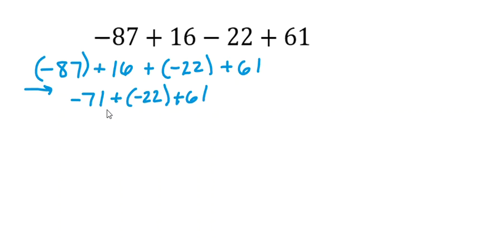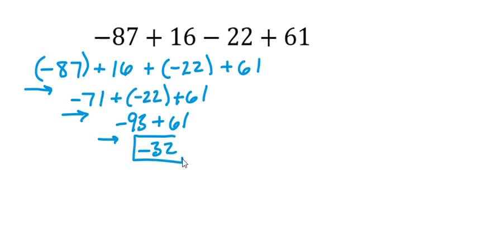And the next two, negative 71 plus negative 22, the signs are the same, so we add them together. 71 plus 22 is 93, and they're both negative, so the answer is negative. Right, the bigger one is negative, but they're both negative. Okay, plus 61, and once again, moving left to right, negative 93 plus 61. The signs are different this time, so we subtract, and we get 32.